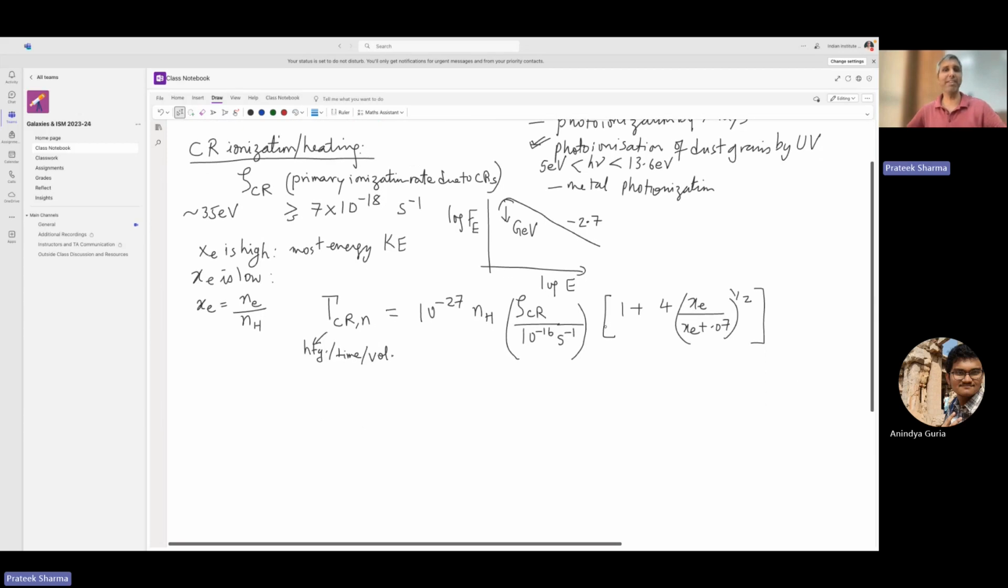Now, to derive all this, you really have to look at the original papers. The thing to notice is, what does it depend on? The heating rate per unit volume depends on the number density of neutral hydrogen atoms. It depends on this primary ionization rate, but the primary ionization rate will be proportional to the cosmic ray flux. So this depends on the abundance of cosmic rays. Okay, so this is about cosmic rays.